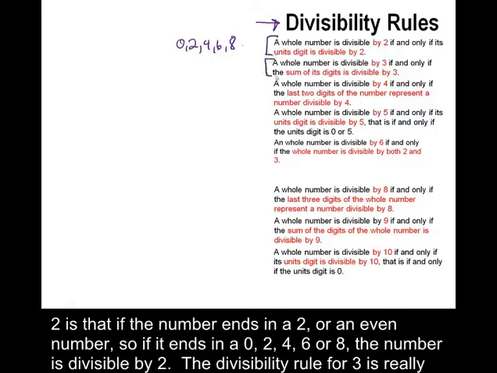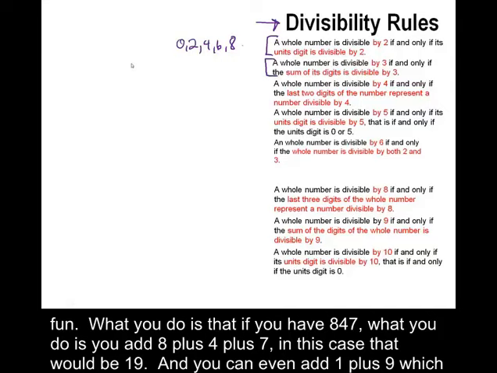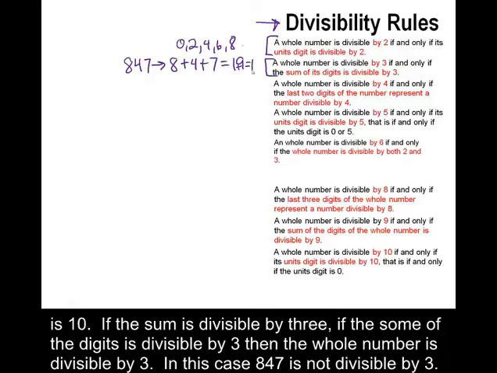The divisibility rule for 3 is really fun. If you have 847, you add 8 plus 4 plus 7, which is 19, and you can even add 1 plus 9, which is 10. If the sum of the digits is divisible by 3, then the whole number is divisible by 3. In this case, 847 is not divisible by 3.